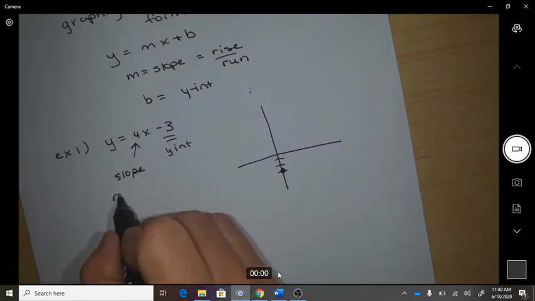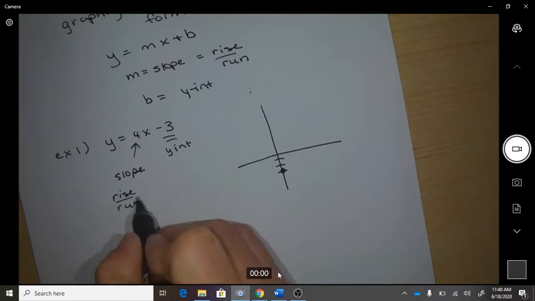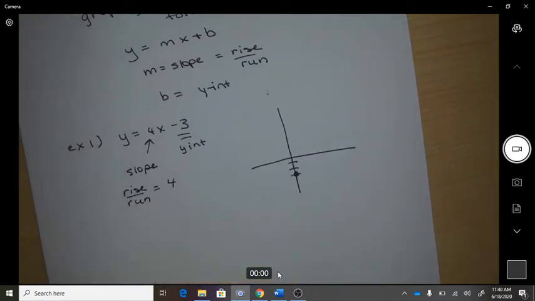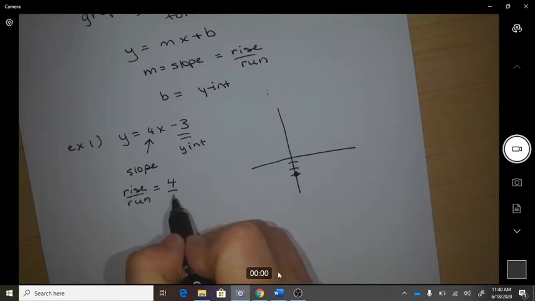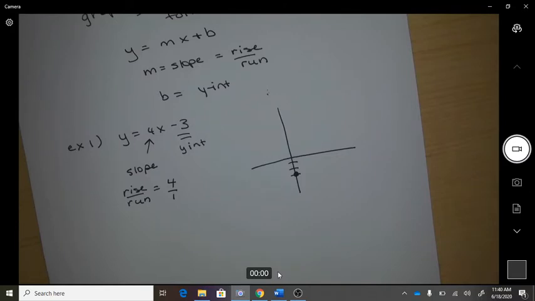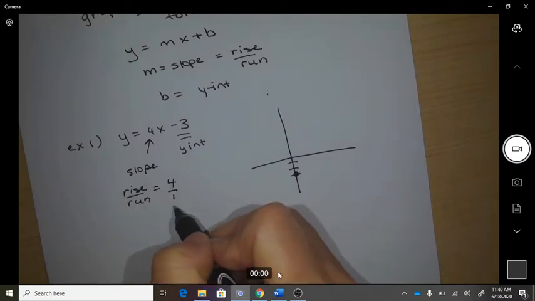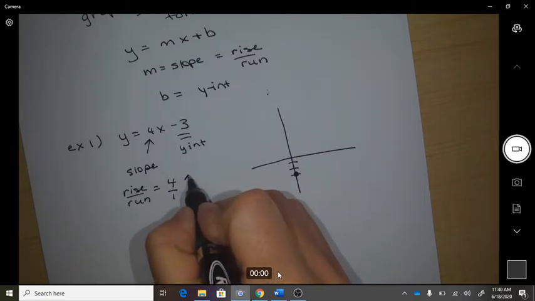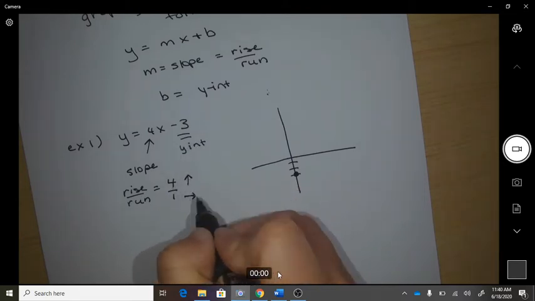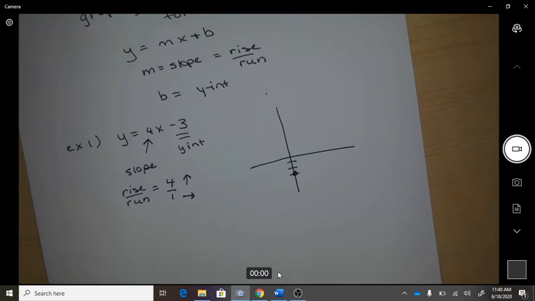So it's rise over run, but we have a 4. If I want to make that into a fraction, which I need 2 parts for, I will go with a 1 on the bottom, right? 4 is just 4 over 1. It's going to rise 4, run 1. Since they're both positive, rising is up, and running is right.